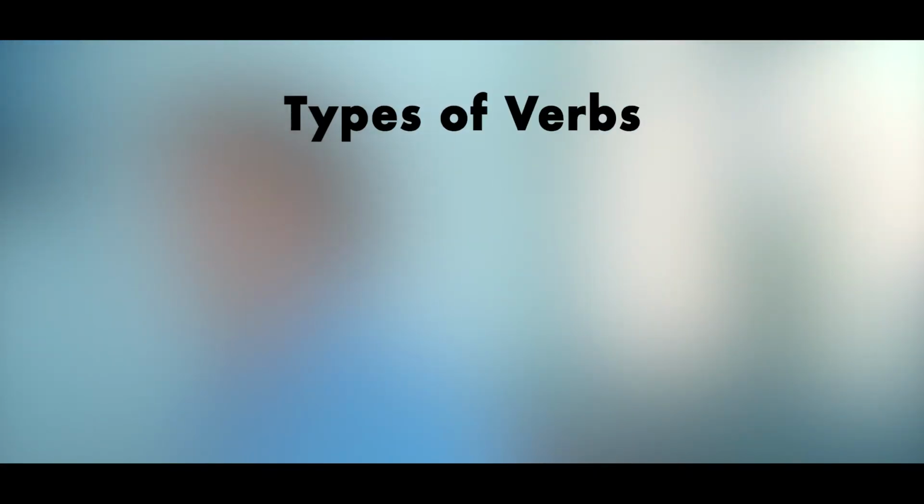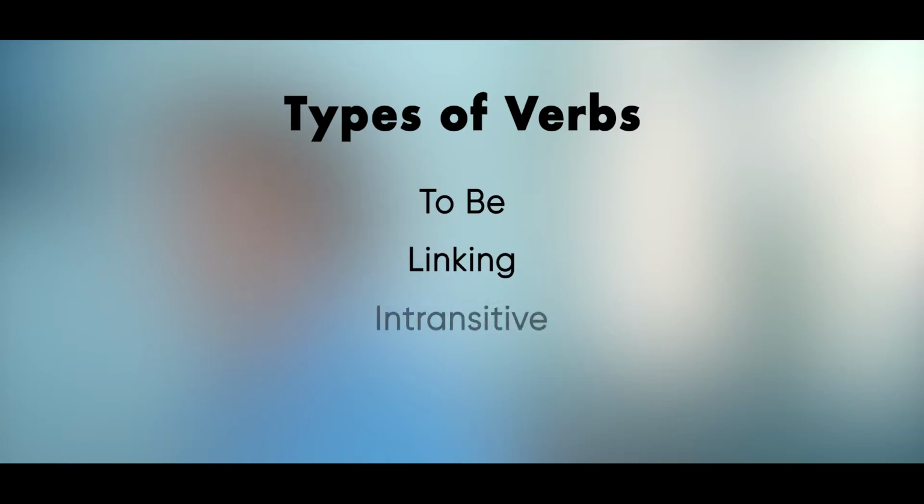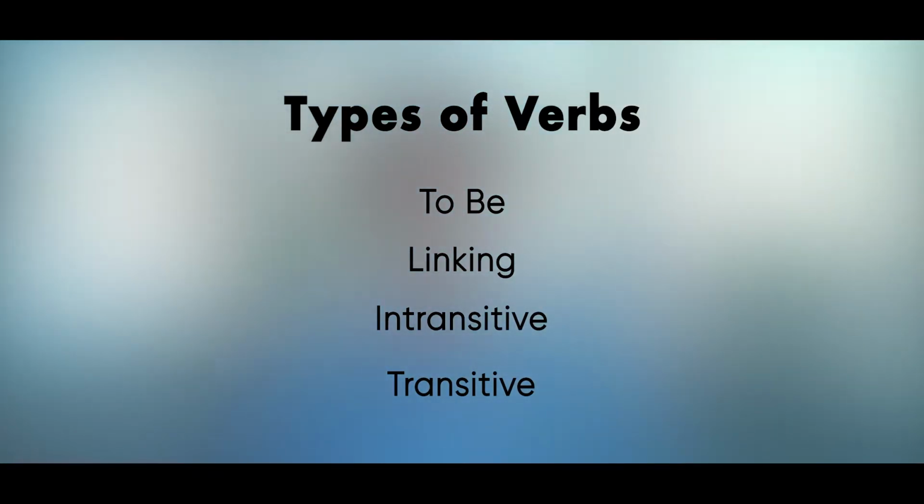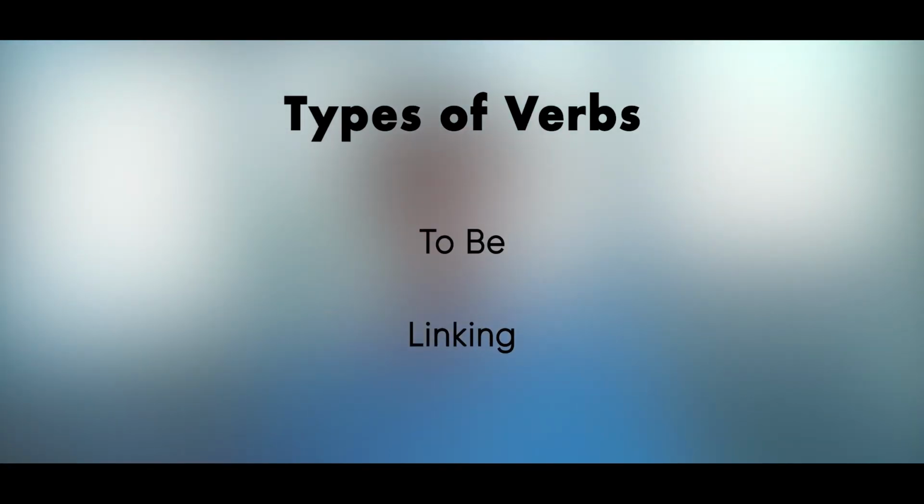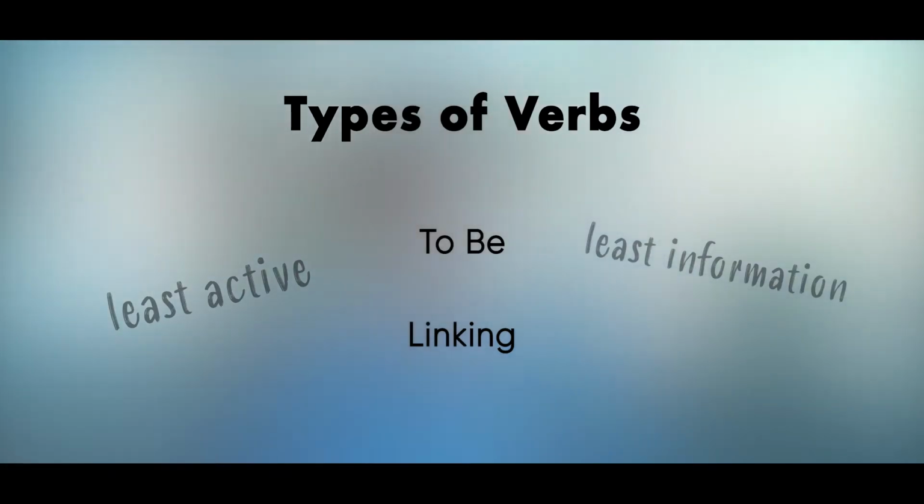There will always be a verb at the center of your predicate, and there are 4 kinds of verbs: to be, linking verbs, intransitive verbs, and transitive verbs. When revising, keep an eye out for to be and linking verbs. They are the least active. They contain the least information.